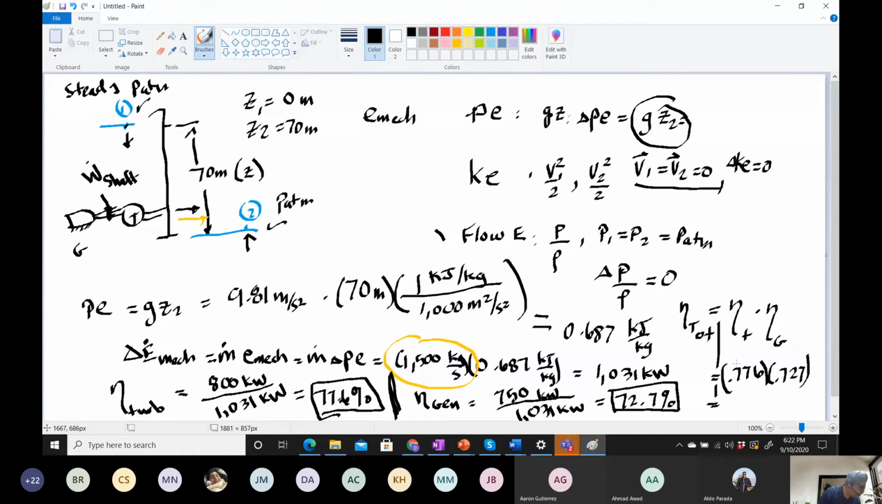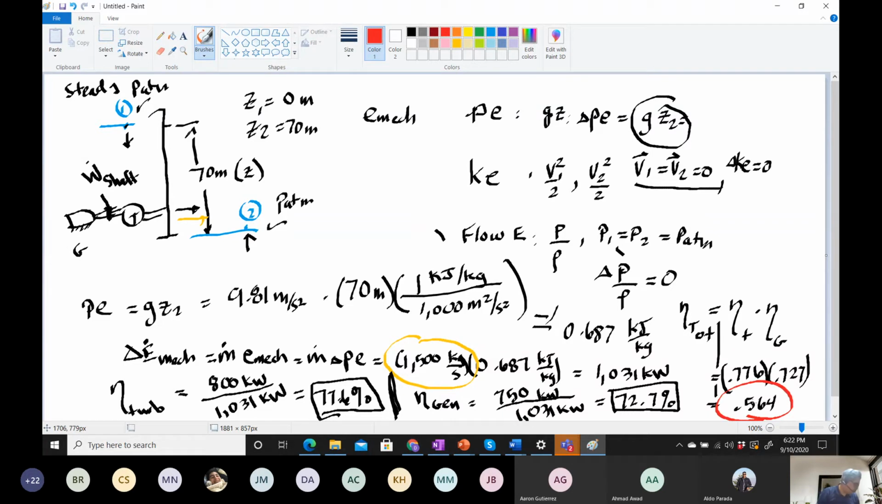Let's see if I have the answer here. I'll just have to calculate that real quick, if you don't mind, because it's not on my notes. So 0.776 times 0.727. 0.564. Thank you. Equal to 0.564. All right, and this is the final answer. That's the combined efficiency of the generator and the turbine.